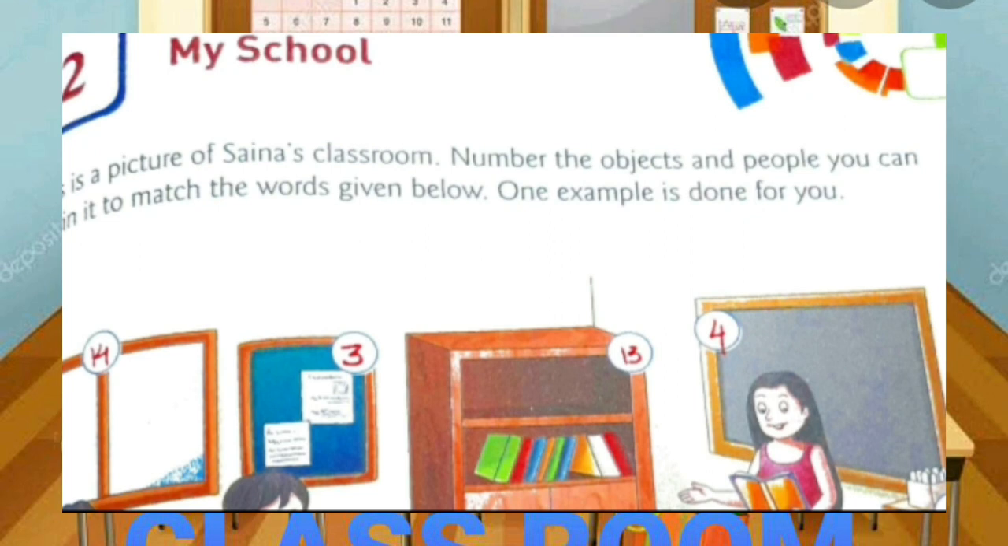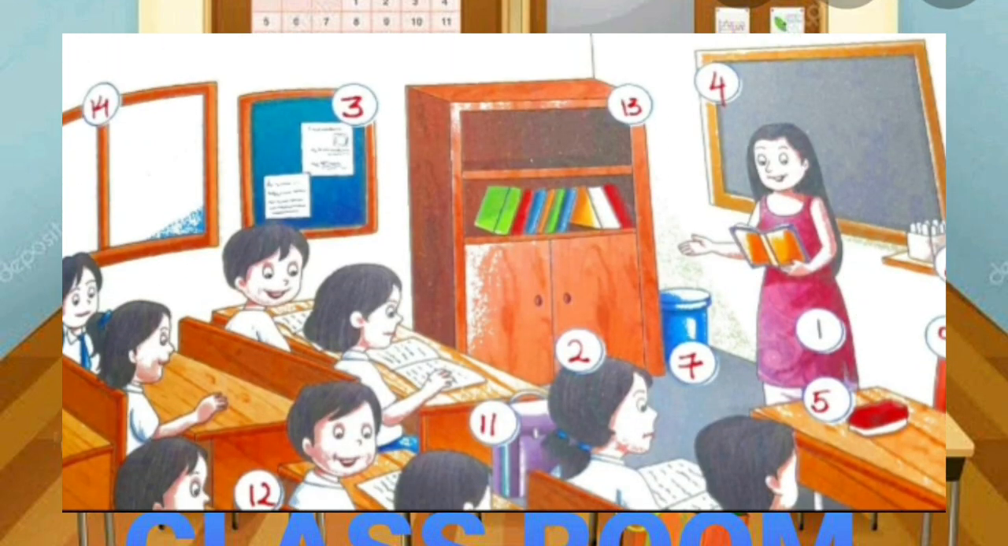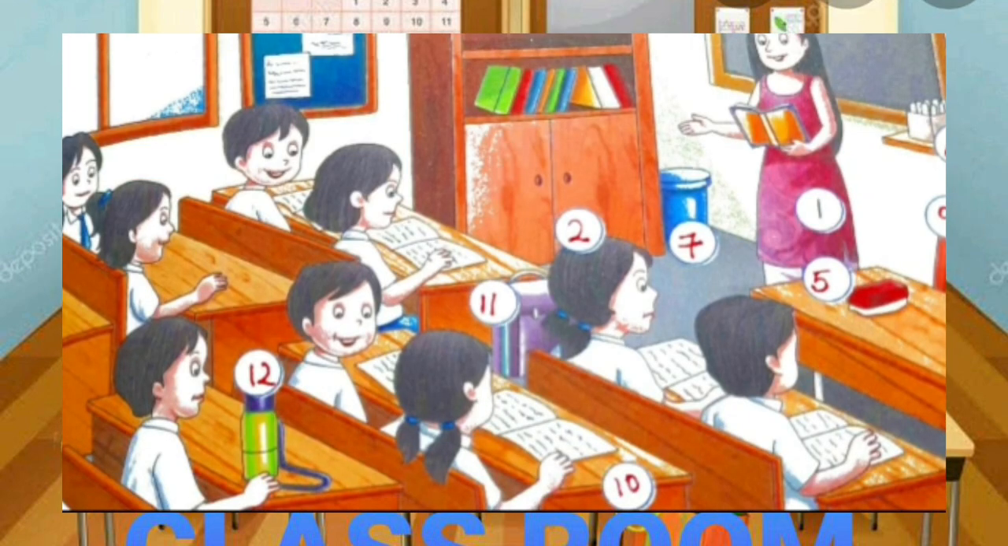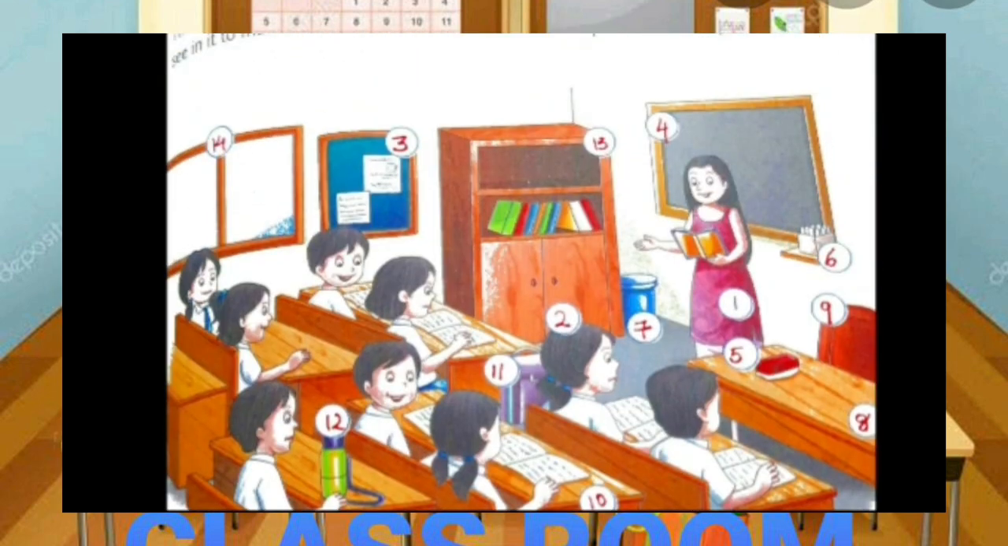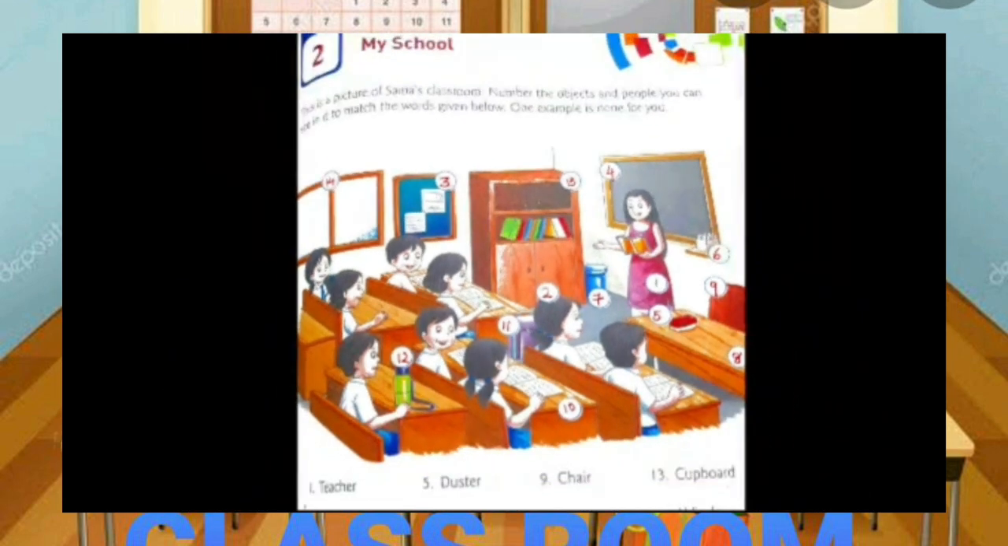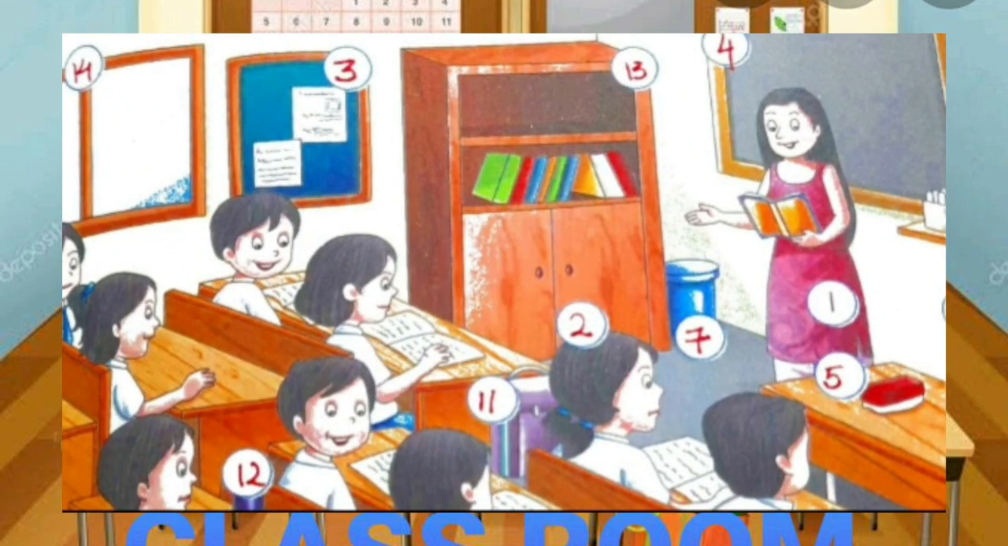Here the instructions are given. Number the objects and people you can see in it to match the words given below. And one example is done for you. You can see here the teacher, there is a round and here it is written 1. If you see below the page it is written teacher, so the 1 number goes to teacher. So the words are given below and the numbers you have to write according to the objects in your textbook.